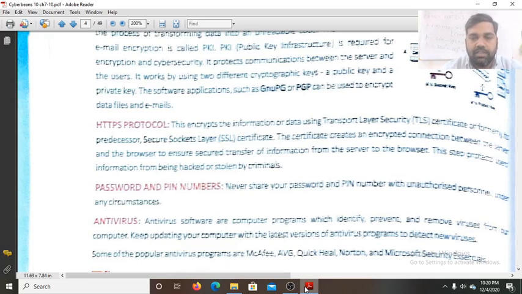Hello students. So today we'll continue lesson 7, cyber ethics. Today we'll study the topic HTTPS protocol, which is called the Hypertext Transfer Protocol Secure. This encrypts the information or data using the Transport Layer Security, that is called the TLS certificate, or also using its predecessor, the previous version, Secure Socket Layer certificate, which is called the SSL.